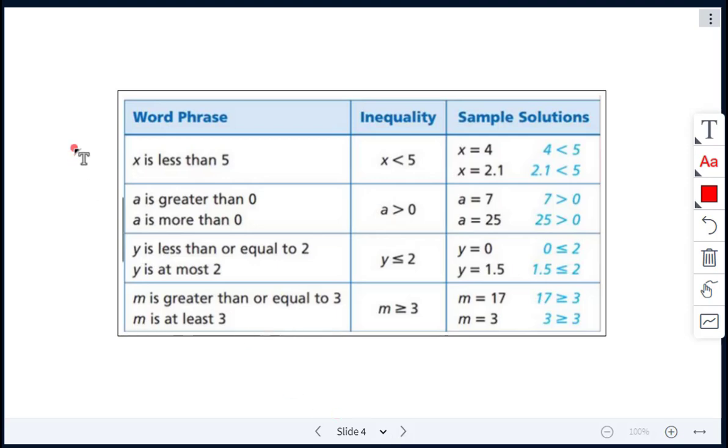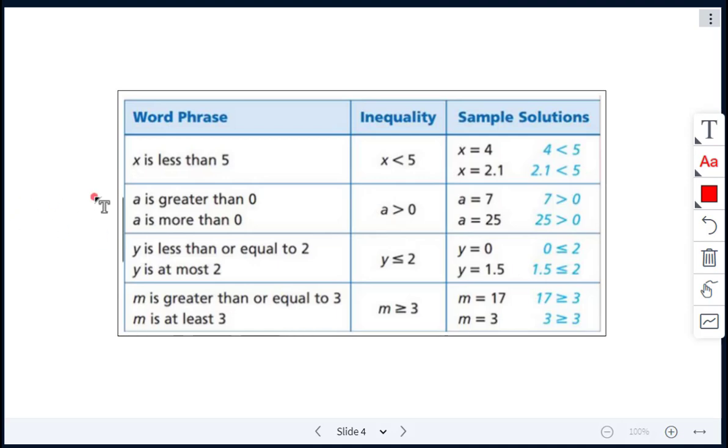Okay, so just looking at some examples here, if we say x is less than 5, this is how it's shown as an inequality. So that basically means x can be any number that is less than 5, but it cannot be equal to 5. So these would be some examples. x can be equal to 4 because 4 is less than 5. x can be 2.1 because 2.1 is also less than 5.